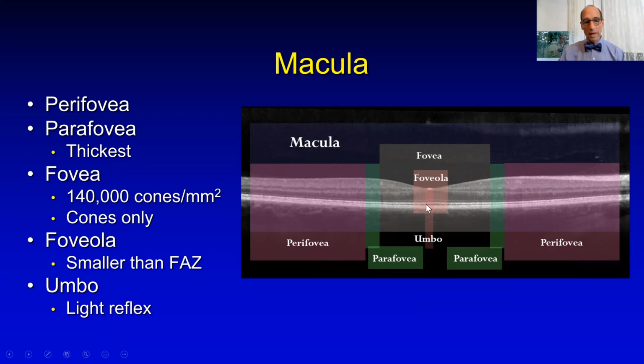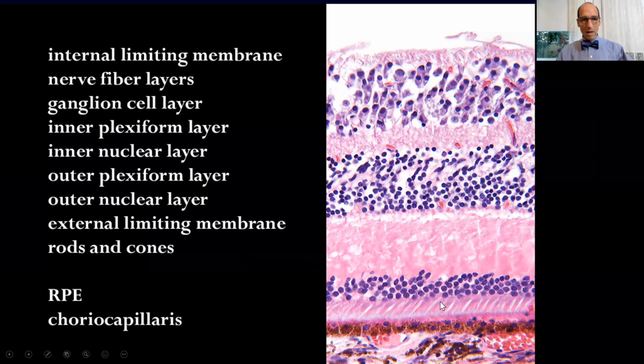The foveola is the little dip here. It's smaller than the foveal avascular zone. And then the umbo is where the very shallowest, the very thinnest part of the retina is in the middle. That's where you get your central measurement, or central point thickness, right at the umbo. And when you look at somebody young and you get that light reflex, that's the umbo.